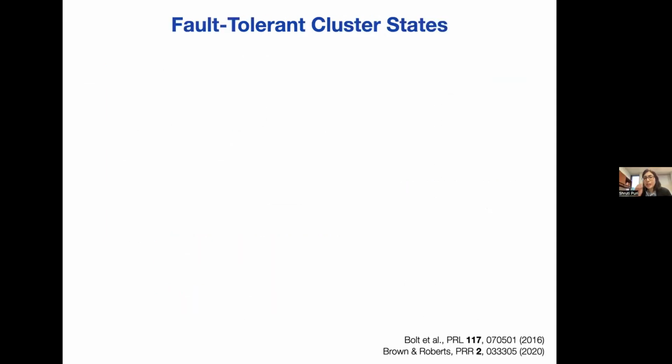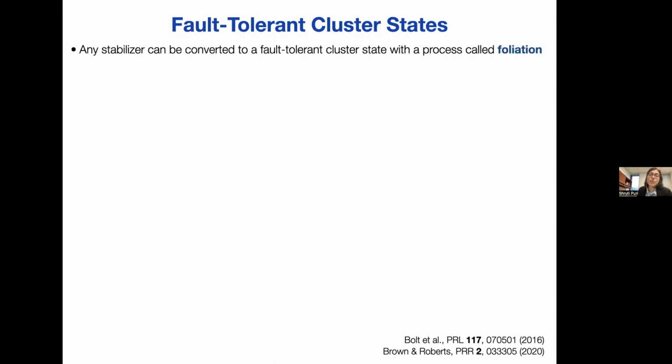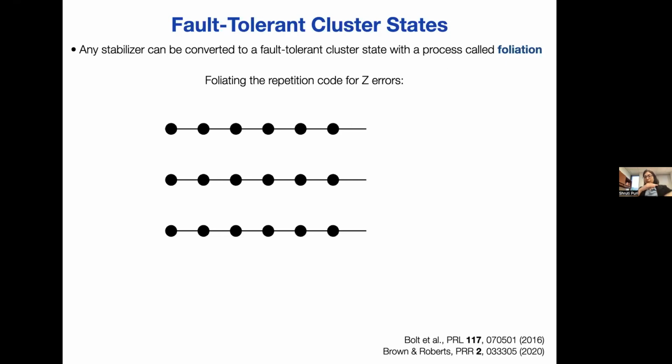Okay, so now let's look at fault-tolerant error correction. We looked at the previous slides, which told you how to do gates, but now, as somebody said, what about errors? It turns out any stabilizer code can be converted to a fault-tolerant cluster state using a process called foliation. So let's look at how one might foliate a repetition code for Z errors. You have these effectively 3-qubit states that you're teleporting down the chain, and as you do, you want to measure the stabilizers for your repetition code.